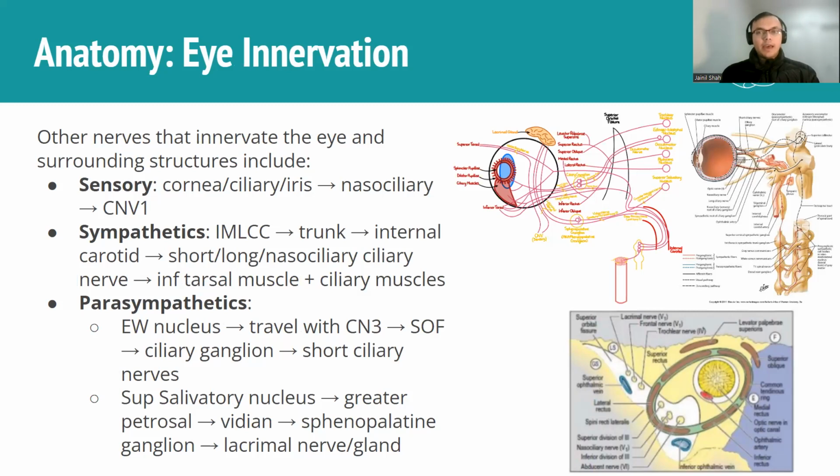Sympathetics wise, as you know, all sympathetics originate from the intermediate lateral cell column of the spinal cord. They go into the sympathetic trunk, and as with most sympathetics, they hijack and follow arteries. In this case, it's going to follow the internal carotid artery and then form short, long, and nasociliary nerves that are going to innervate the inferior tarsal muscle and the ciliary muscles. And you can have a look at the diagram on the right, which tries to summarize that.